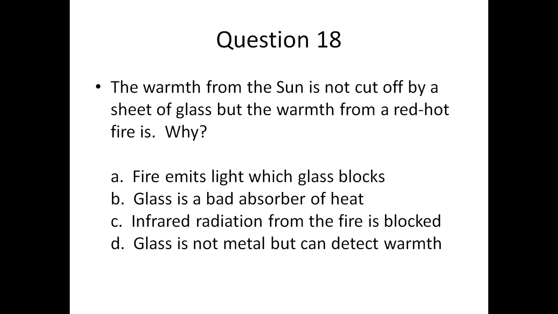Question 18. The warmth of the sun is not cut off by a sheet of glass, but the warmth from a red-hot fire is. Why? A. Fire emits light which glass blocks. B. Glass is a bad absorber of heat. C. Infrared radiation from the fire is blocked. And D. Glass is not metal but can detect heat.